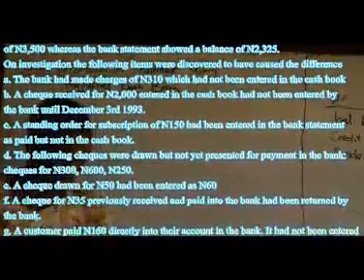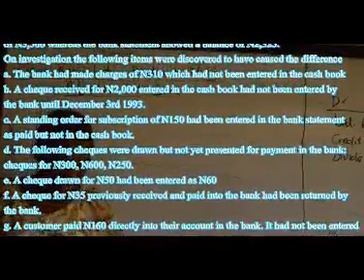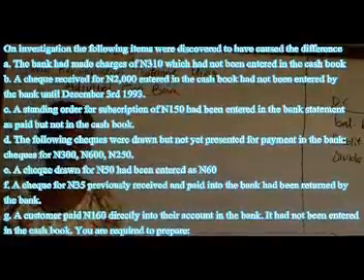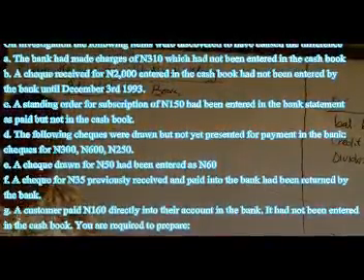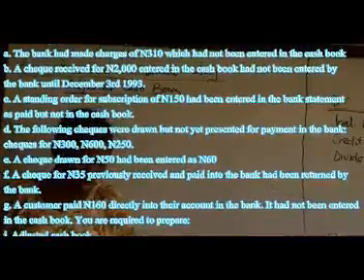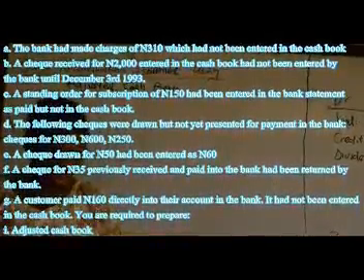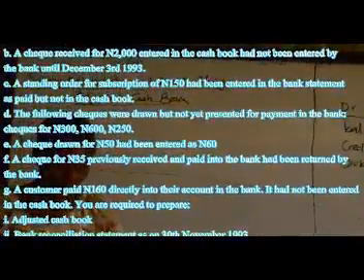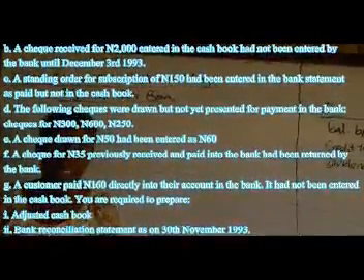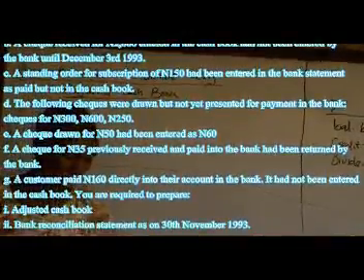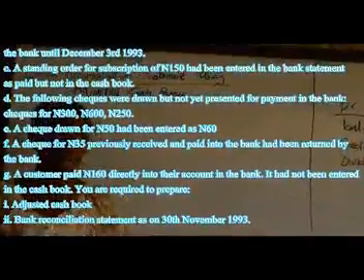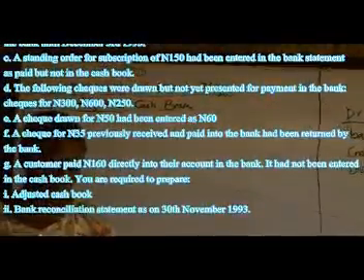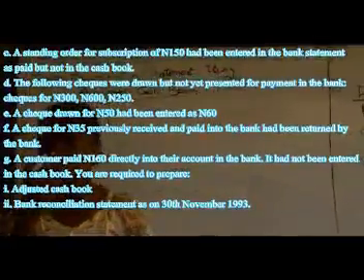Now we have a check drawn for 50 naira that has been entered as 60 naira. Alright, so we have F, a check for 35 naira previously received and paid into the bank has been returned by the bank. That's a dishonored check. And the last one, a customer paid 160 naira directly into their account in the bank. It has not been entered in the cash book. So that's a credit transfer. Now, we are required to prepare one, the adjusted cash book, and number two, our bank reconciliation statement as at 30th November 1993, okay?